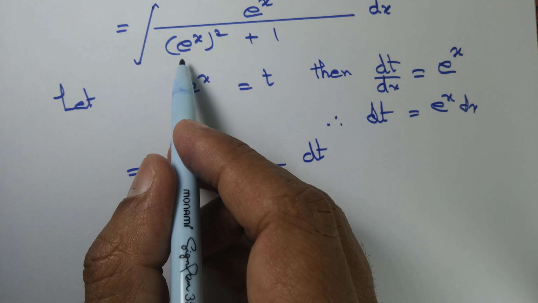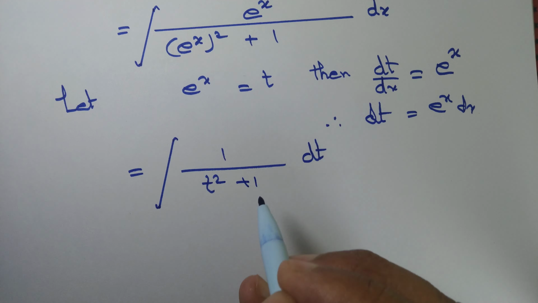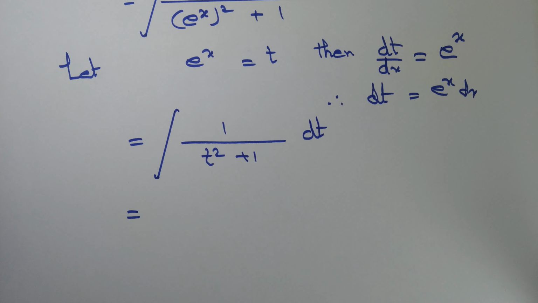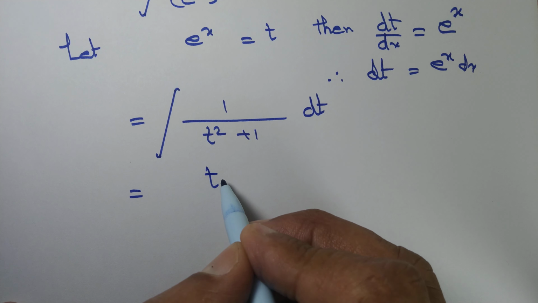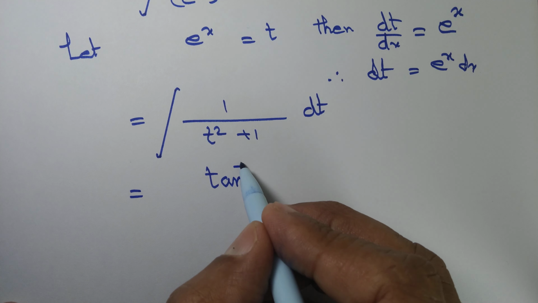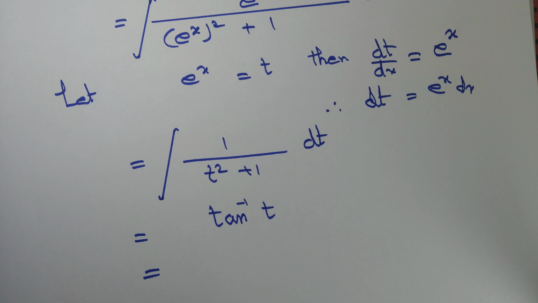And then we have e to the power x is equal to t, so t square plus 1. Now integral of 1 by t square plus 1 dt is tan inverse of t. But we don't have anything like t in the equation.